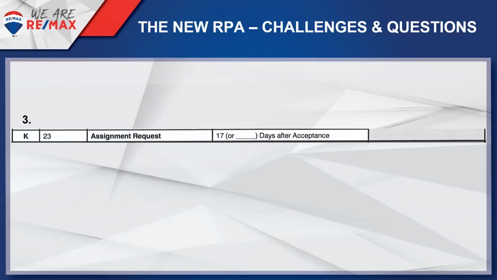What does that mean in English? What it means in English is if you request the assignment on the 18th or 19th or 20th day and the seller says no, you don't have a lot of recourse. So the first thing I would advise you is to be sure if you're going to do an assignment that you do it within the first 17 days. Usually, that should be done early on.